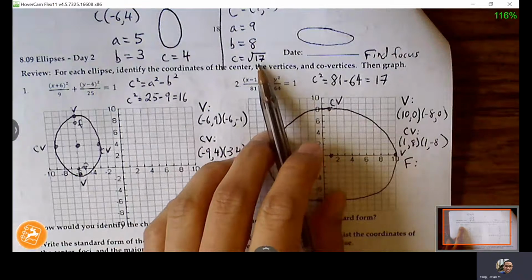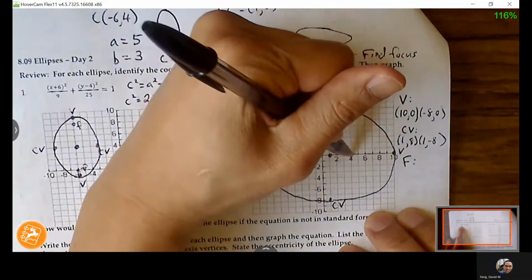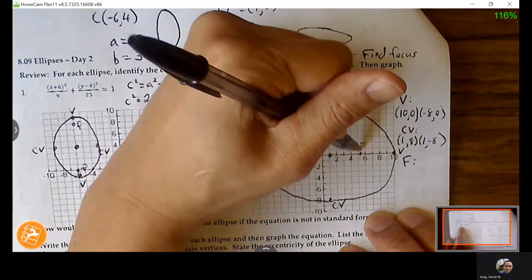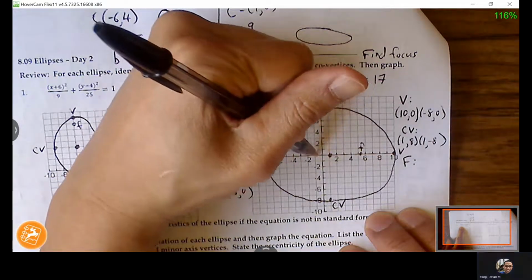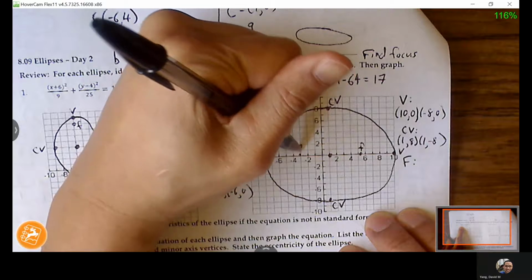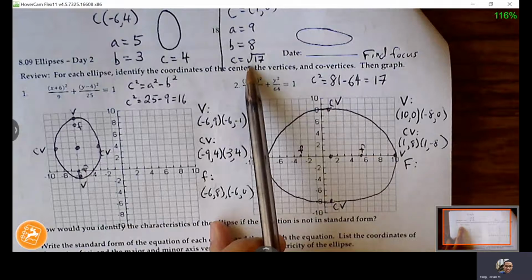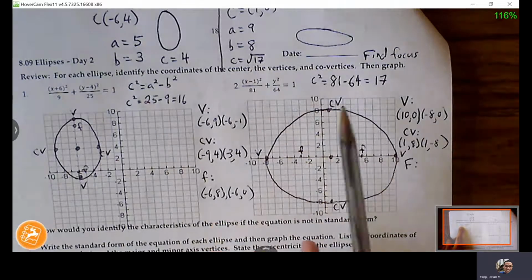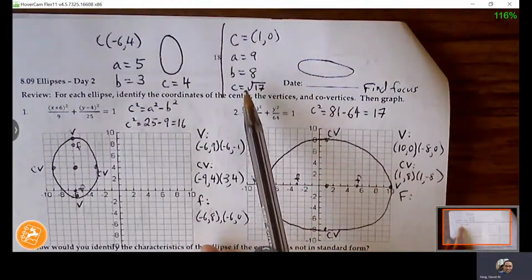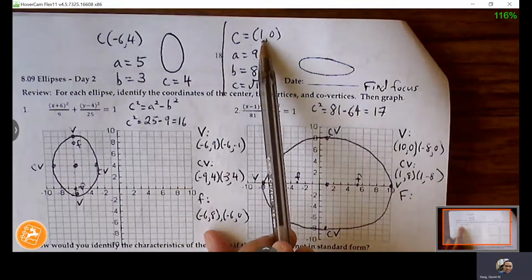Root 17 is close to root 16. You know root 16 is 4, so root 17 is a little bit more than 4, probably like 4.1. To keep the value of the focus as exact as possible, we're going to hold on to that root 17. All we're going to do is take that and add it to the center. Because you're moving left and right to get to the focus, you're going to do plus or minus root 17 attached to that x value 1.